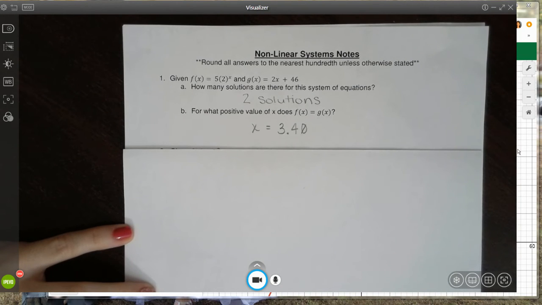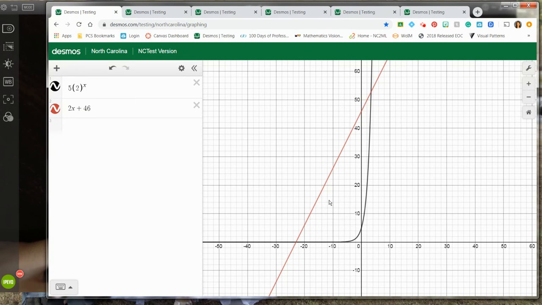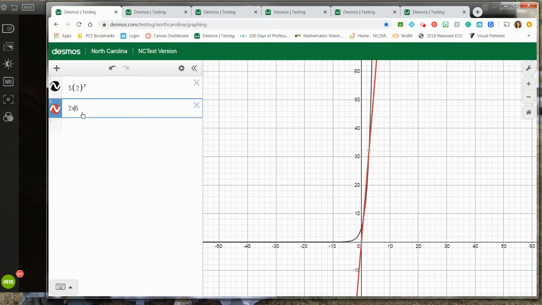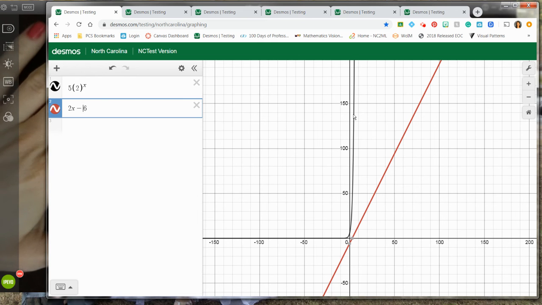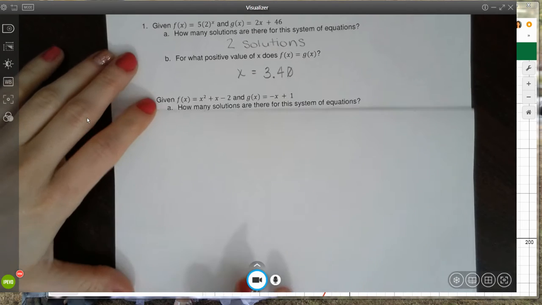Now, it is possible for an exponential function to have 1 solution or no solutions. 2 is not my only option. I could have a horizontal line that came through this way, and that would be my only solution. No solution, if this was -6, let's say, instead of +46, now no matter how far I zoom out, these are never intersecting. So that's another possibility for exponential and linear functions. So we're going to move on to question number 2.